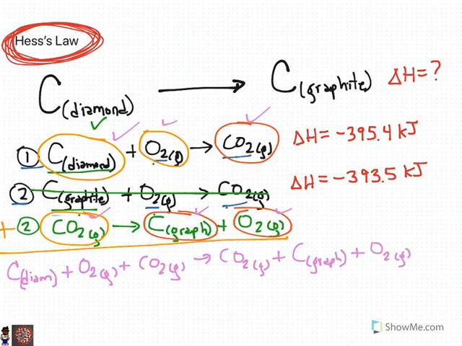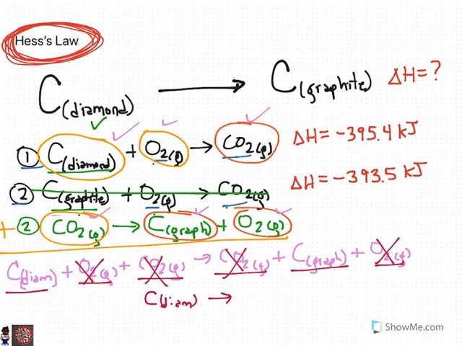And obviously we don't want substances that come out on both sides, so carbon diamond is fine because there's no carbon diamond on the product side. O2 gas, they're going to cancel each other out. CO2 gas, they're going to cancel each other out. Carbon graphite, that's not on the reactant side. Even though it's carbon, it's a different form. So states of matter and types of material does mean something here. So here we have carbon diamond turning into carbon graphite, which is exactly the reaction that we want.